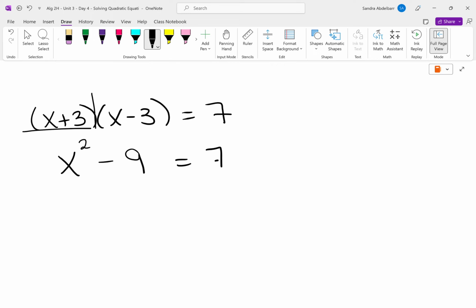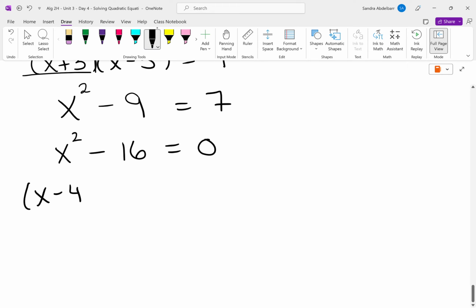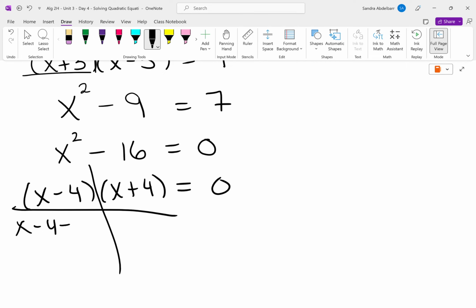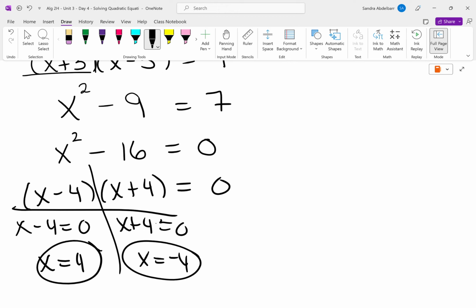When we FOIL this, do we agree this is x squared minus 9? The middle terms will cancel. Equals 7. Bring that 7 over to set it equal to 0. x squared minus 16 equals 0. This is a difference of squares, right? x minus 4, x plus 4. So now, if either one of these parentheses equals 0, won't the whole product be 0? That's why it must equal 0. So now we're going to have x minus 4 equals 0, x plus 4 equals 0, and we get x equals 4, x equals negative 4. All right, this is where we're going to stop.